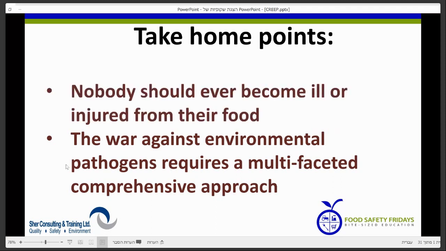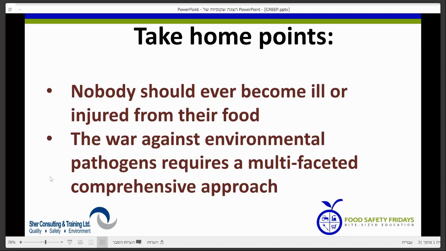Nobody should ever become ill or injured from their food. And that is something that I say in every seminar. If anybody there is thinking, well, this guy's crazy, it's impossible to eliminate all hazards from food, then you're wrong. Nobody should ever become ill or injured from their food. It is our responsibility to find where our pathogens are coming from and eliminate them from the food chain.